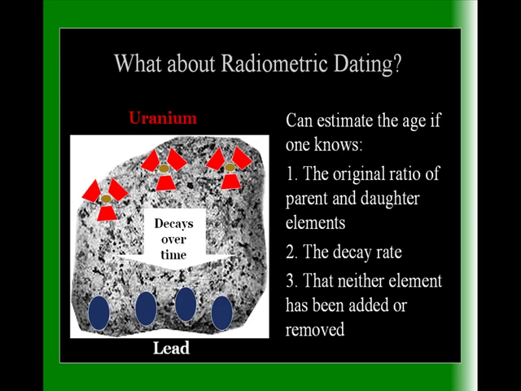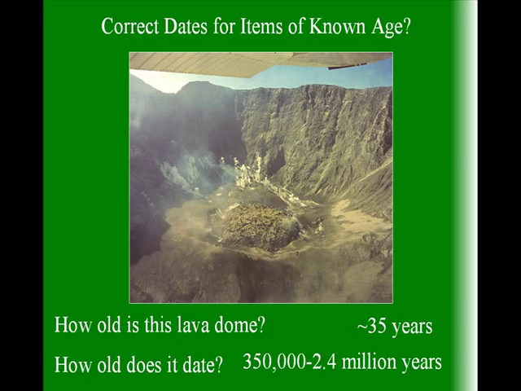If you know the original ratio, how much parent and daughter elements were there at the beginning, and if you know the decay rate, and if you know that nothing's been added, nothing's been removed, then you could calculate that. Of course, you don't know those things, but if you did, then you would be able to make a calculation. Well, with regard to radiometric dating, we could ask, does it give correct dates for items that we know how old they are?